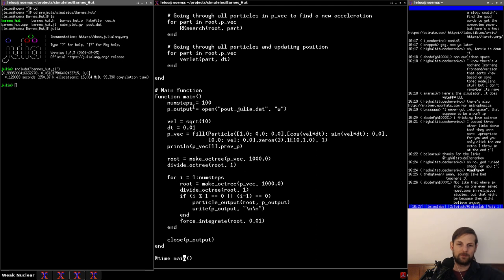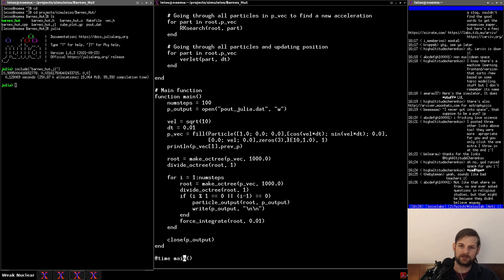Okay, so what are we doing here? We have function main. We have the number of time steps, which is going to be 100. I output it in pout julia.dat. I think that's just because I have particle output. We say the velocity is going to be the square root of 10. Oh, I see what happened. So I just set them both to be shooting off in the x direction, right? And then we say p vec, which is a particle vector, is going to be filled particle.